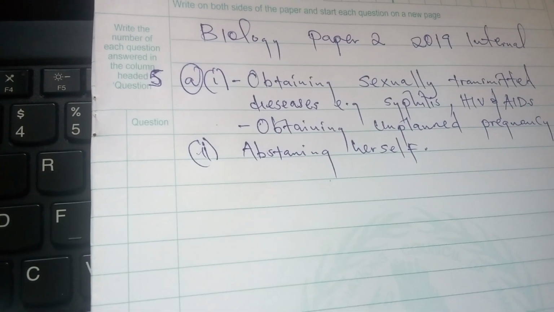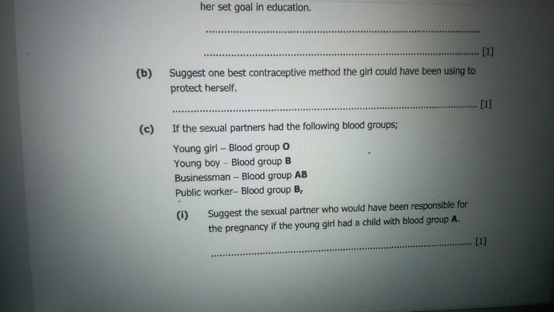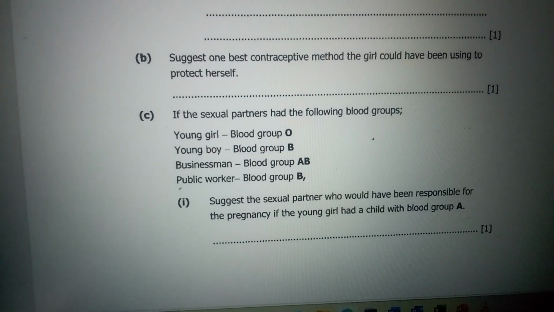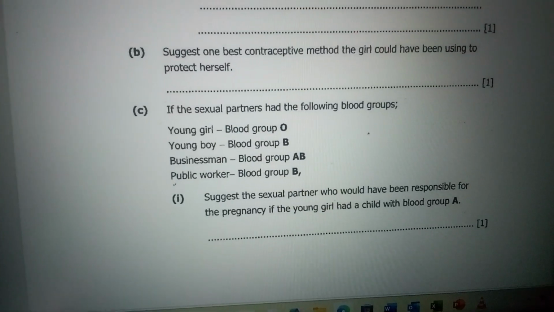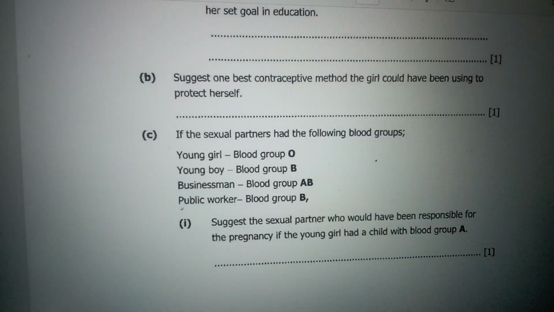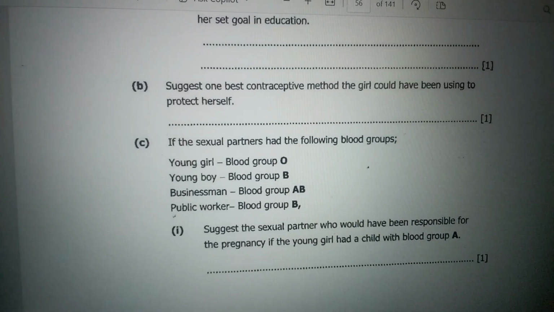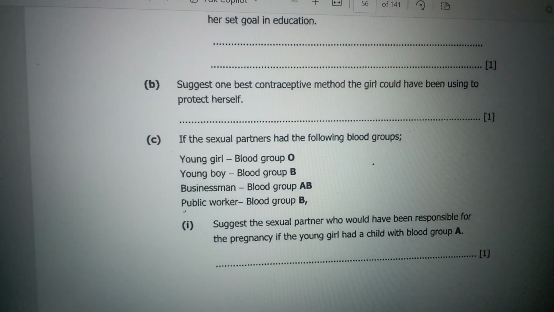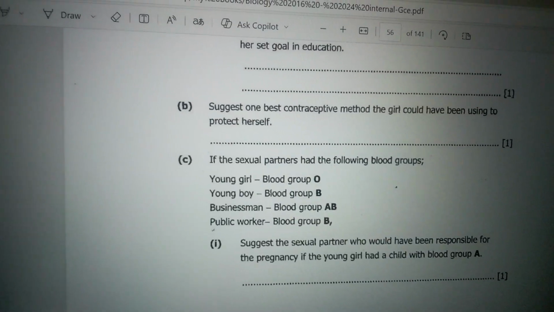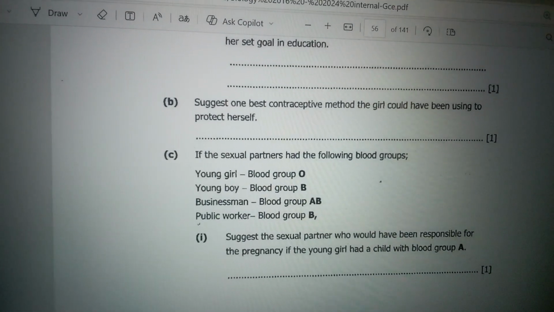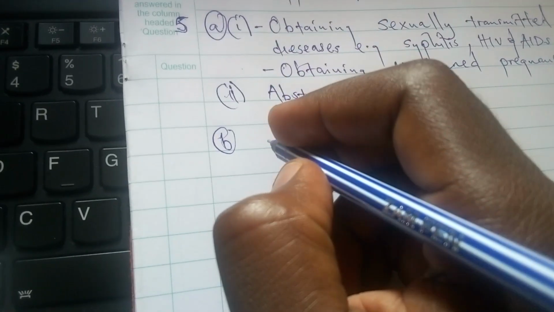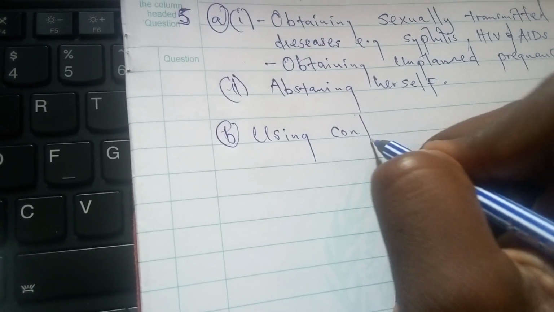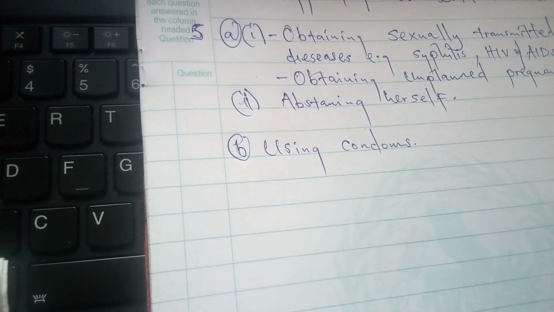So we proceed to the next one, where they are saying suggest one best contraceptive method that the girl could have been using to protect herself. So by using what? Condoms. So that's the best contraceptive method that this girl can use so that she can protect herself from the various risks that you have talked about. So using condoms.